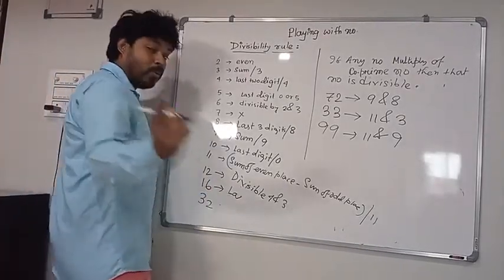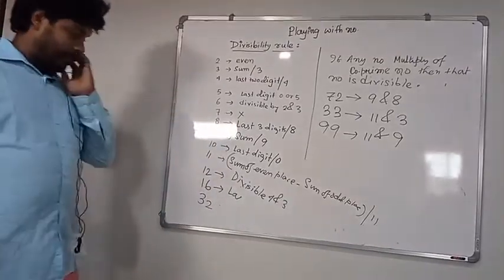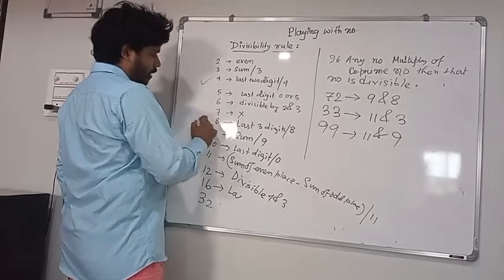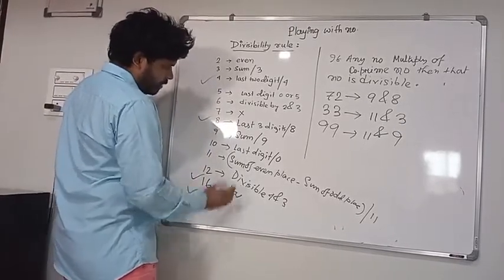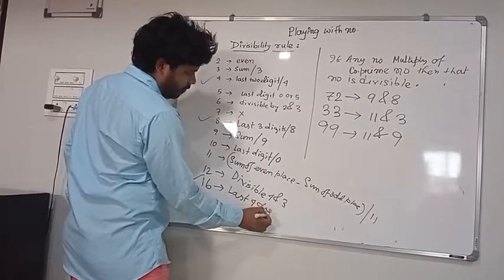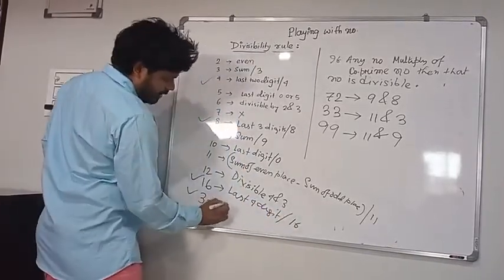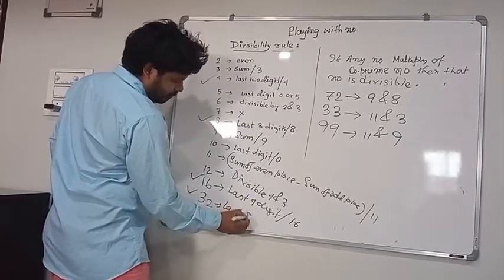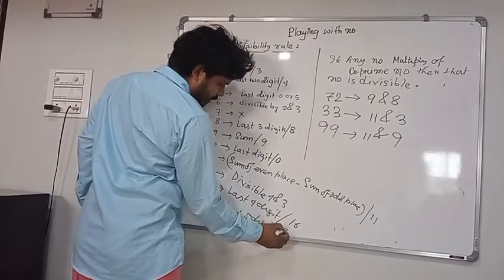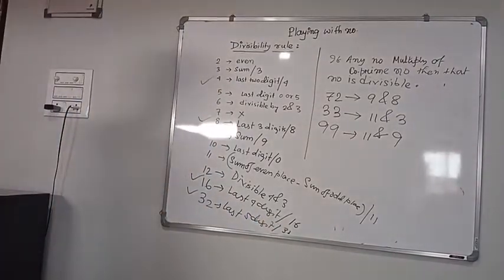Is it divisible by 2 and 4? No, 2 and 4 are not co-prime. 2 and 8 are not co-prime either. So look, 4, 8, 16: for 8 the last 3 digits, for 16 the last 4 digits. For 32, the last 5 digits should be divisible by 32. Okay, so these are the divisibility rules.